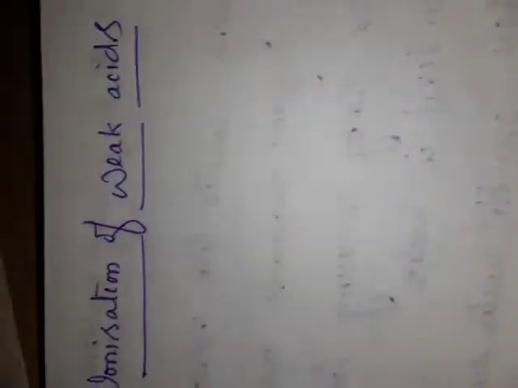Children, today we are going to learn about ionization of weak acids. Already I have taught that weak acids are partially dissociated in water and there is an equilibrium existing between the undissociated acid and its dissociated ions. For example, consider a weak monobasic acid HA. When dissolved in water, it forms H3O+, a reversible reaction, hydronium ion plus A-.